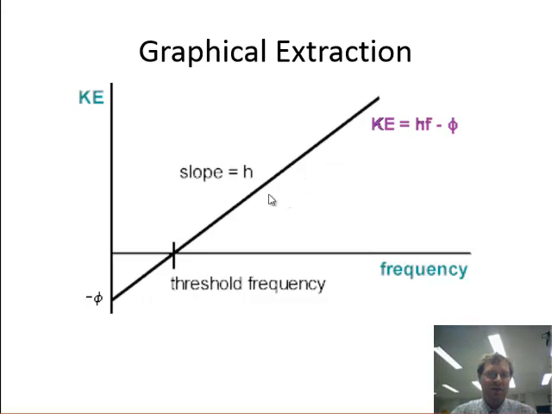The intercept of this straight line, which we plot, will be equal to minus this work function. So that means it's the amount of energy required to escape. And as it happens, that work function is going to be equal to h multiplied by the threshold frequency. So that should equal the energy required to escape an electron well.